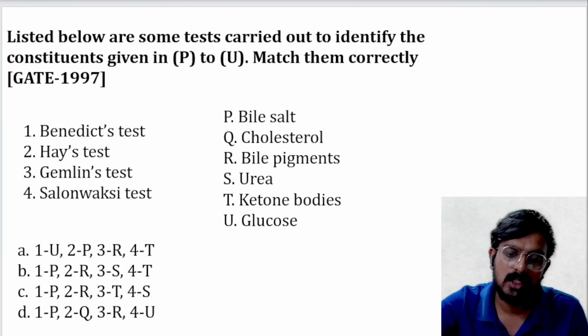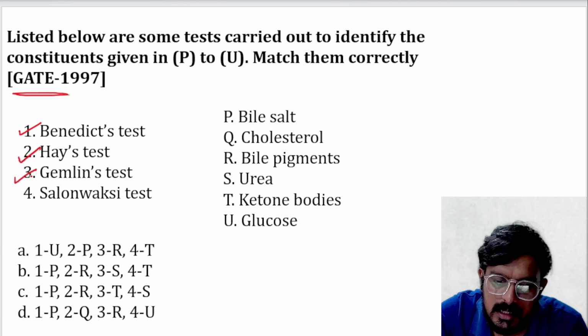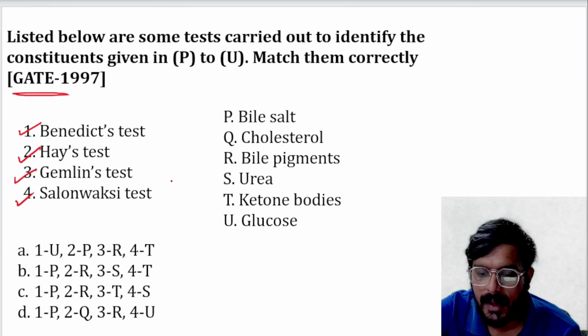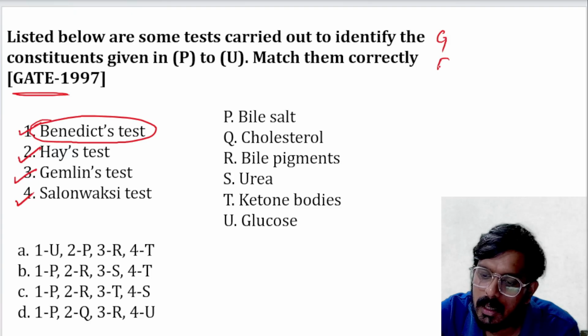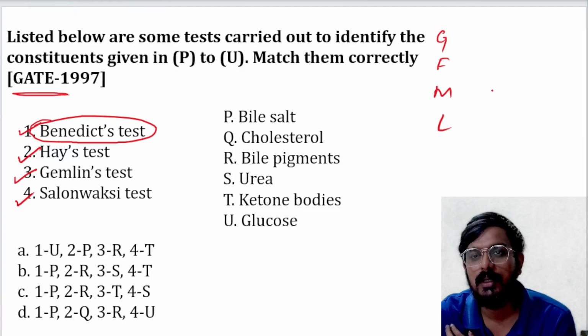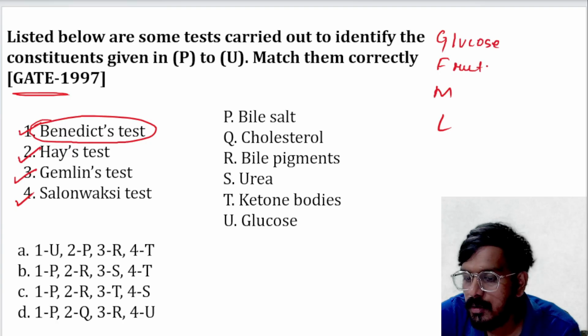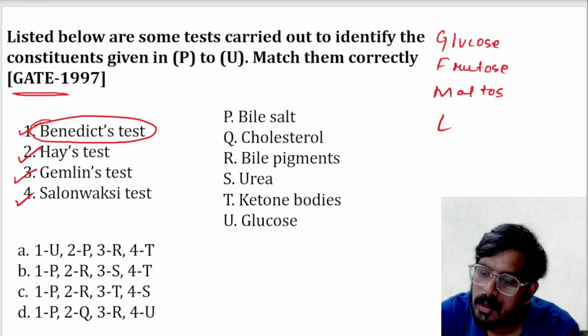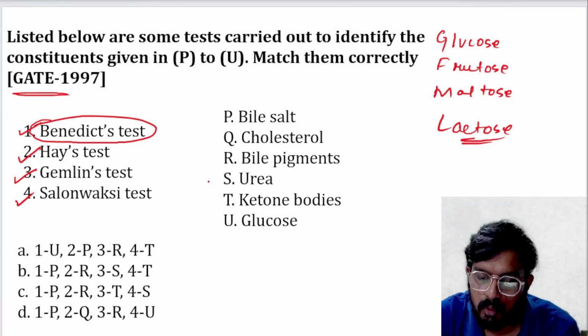So the first question was asked in GATE 1997. You have the Benedict test, Hay's test, Gmelin test, Salkowski test, and you have to match. Just now we have discussed. The Benedict test is for the reducing sugar. Reducing sugar examples: I gave you one mnemonic, GFML, that is glucose, fructose, maltose, and lactose. These are basically your reducing sugars. Here glucose is the option. So one answer will be U.